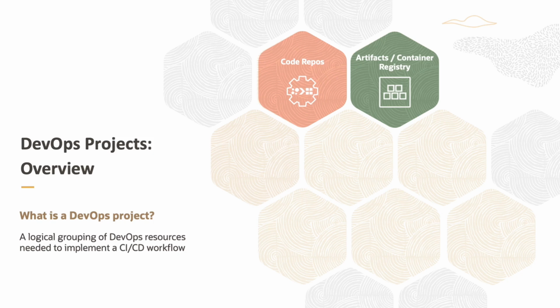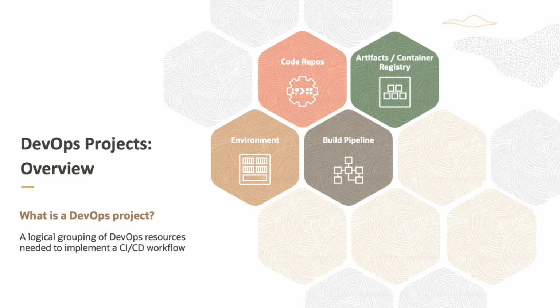Then you'll go on to create environments. These act as a reference to the OCI compute resources to which artifacts are deployed. It could be a function application, a group of compute instances, or a container engine for Kubernetes cluster. Next, you'll create build pipelines where you can define a set of stages for the build process like building, testing, and compiling software artifacts and delivering these artifacts to OCI repositories and optionally triggering a deployment.